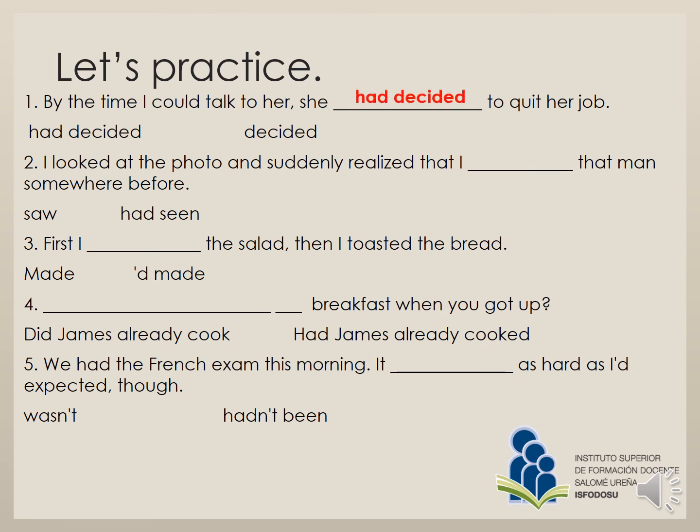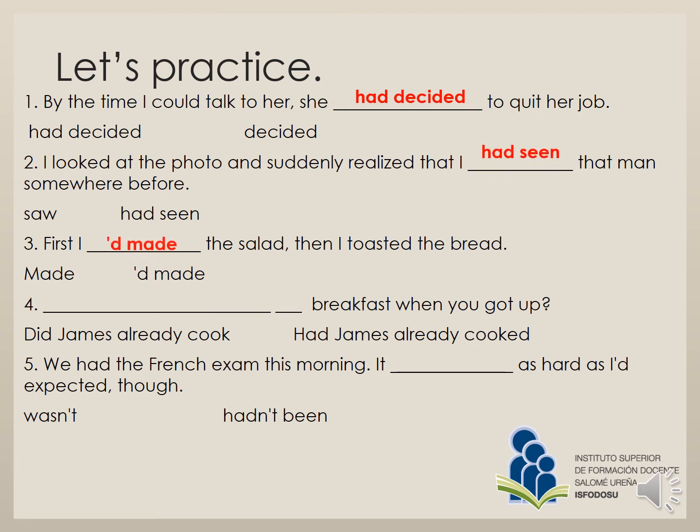Exactly, she had decided. Number 2, I looked at the photo and suddenly realized that I that man somewhere before. I had seen that man somewhere before. It means that when I looked at the photo, I realized that that man was familiar because I had seen him before. Somewhere. Where? I don't know, but somewhere.